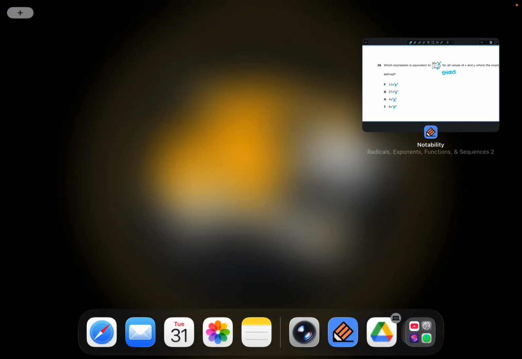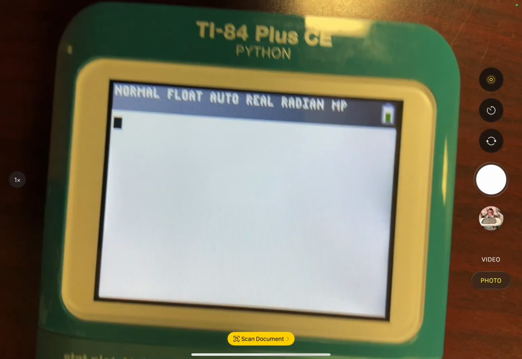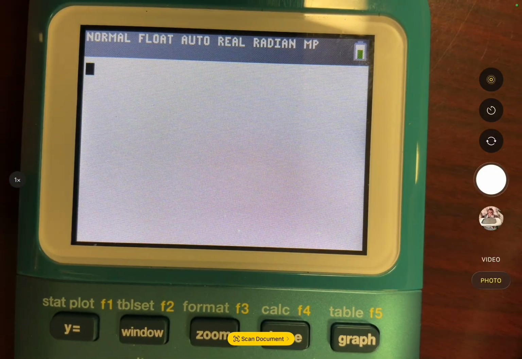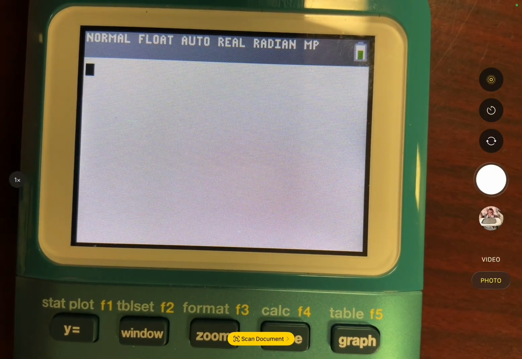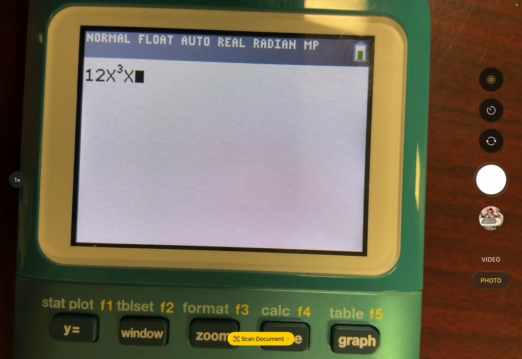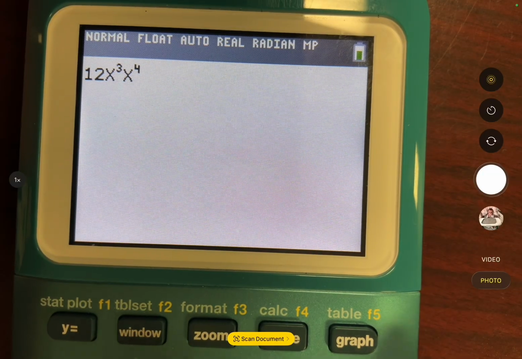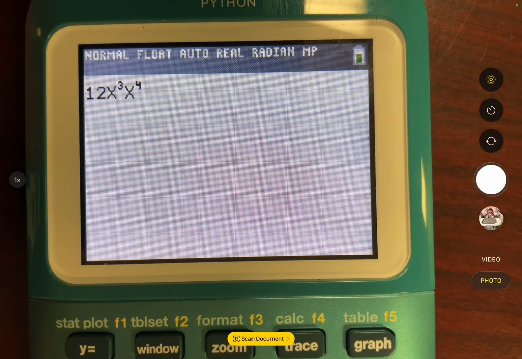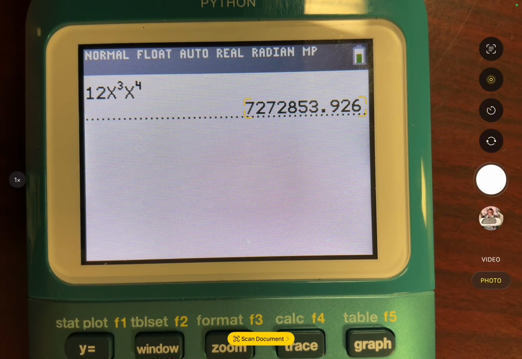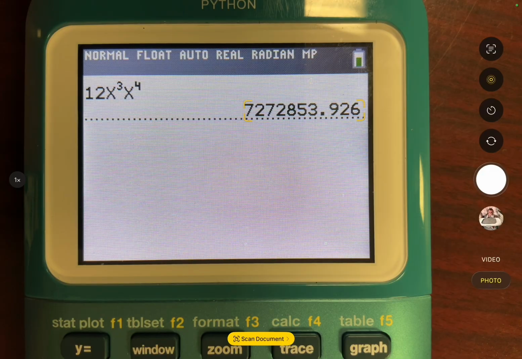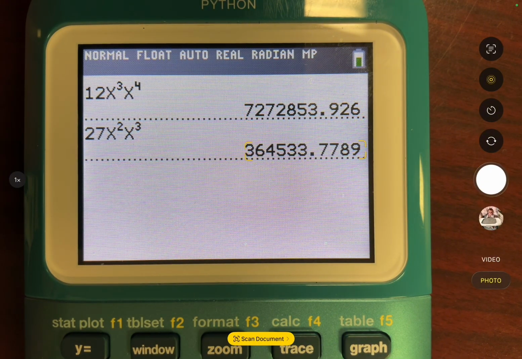So I'm going to go back to my calculator, and I'm going to type all my answer choices. For answer choice A, 12x cubed, x to the power of 4. What do you get? 7 million. These are big numbers, but it doesn't start with the number 1.